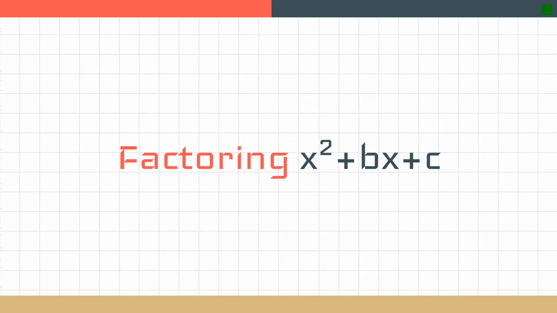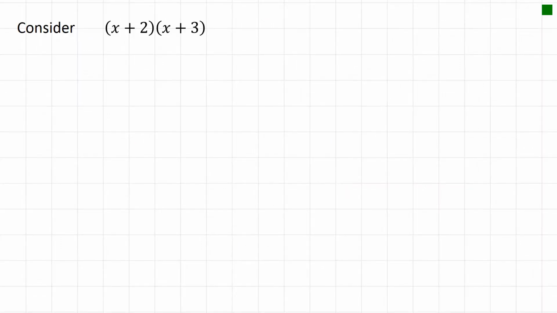In this video, we're going to look at factoring trinomials of a very specific form. So they should look like x squared plus bx plus c. We're going to start by looking at a pair of binomials, x plus 2 times x plus 3.